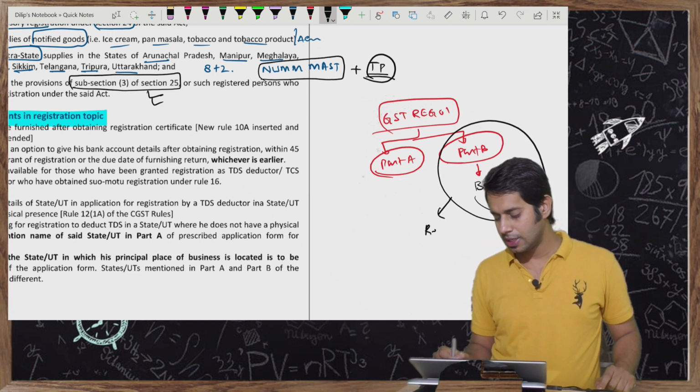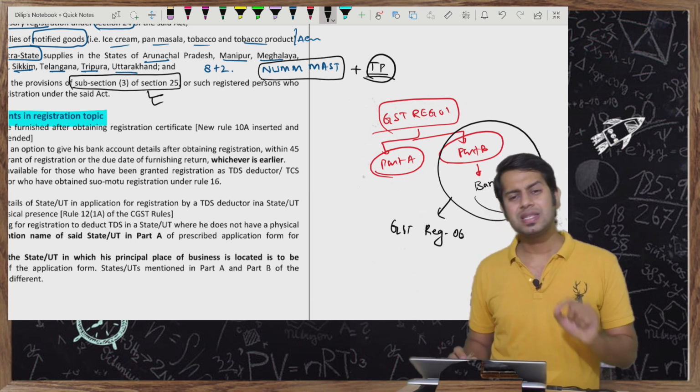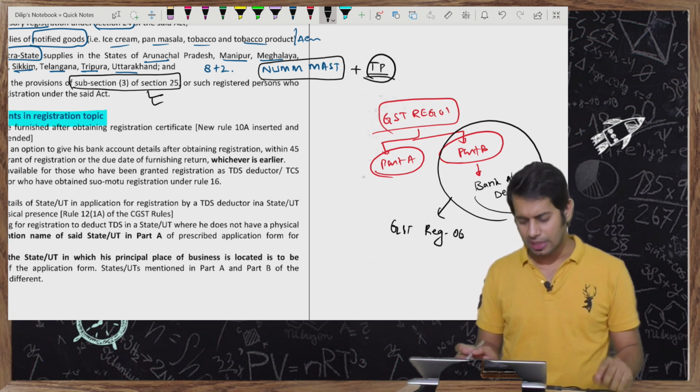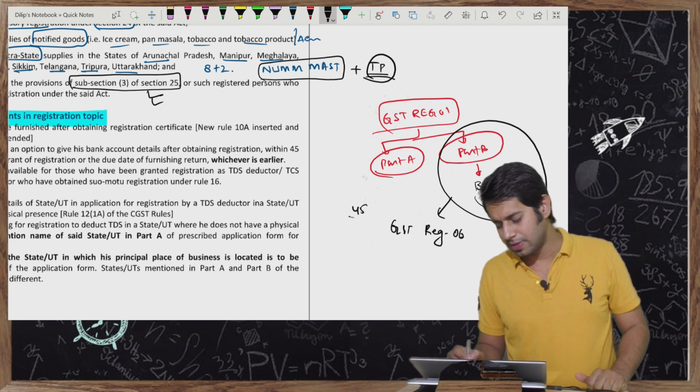Once the registration is given to you, once you get the registration REG 06, once the registration certificate has been issued to you, only after that you give the bank account details. Sir, when should I give? Within 45 days.